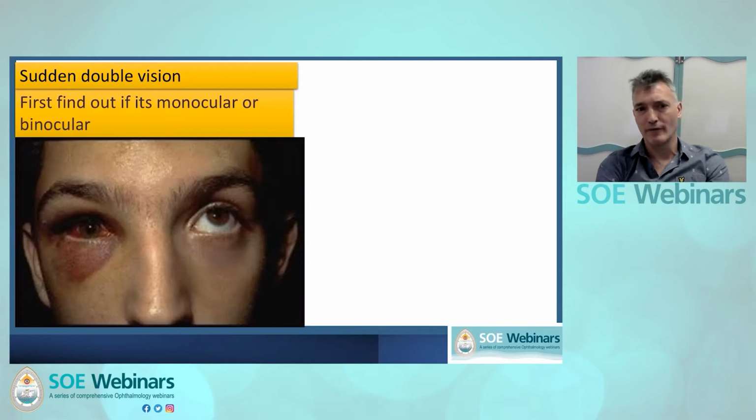So if you cover this gentleman's eye, if you cover either eye, their double vision will disappear. If it's monocular double vision, the double vision will stay depending on which eye is affected. It could be both. So double vision should disappear if you cover an eye, and it's binocular double vision. And binocular double vision is far more urgent.